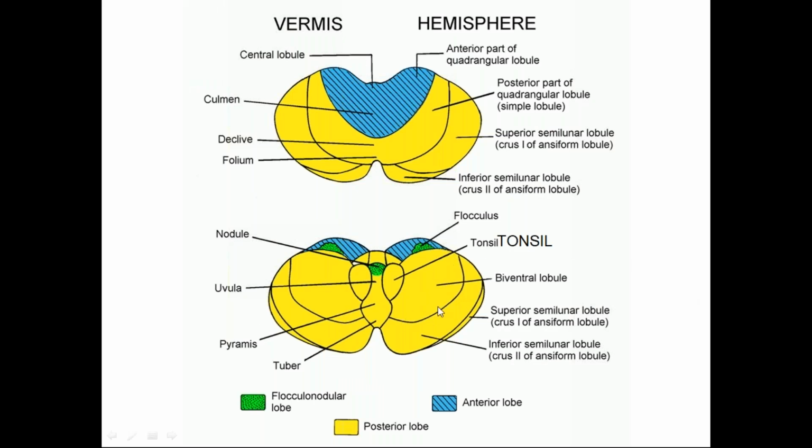So this is again the same. Now I am giving the color in a different way. Look at this. The floccular nodular lobe, and this is the floccular nodular lobe. This is the floccular nodular lobe. And if we say the central part is the nodule, this is the flocculus. They have been marked green. The part of the cerebellum above this is called the anterior lobe, and the yellow part is called the posterior lobe.